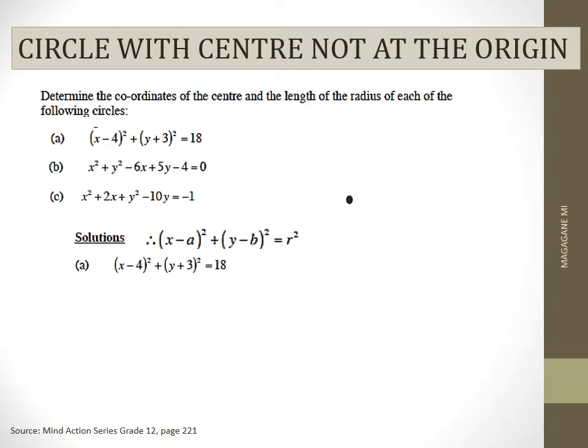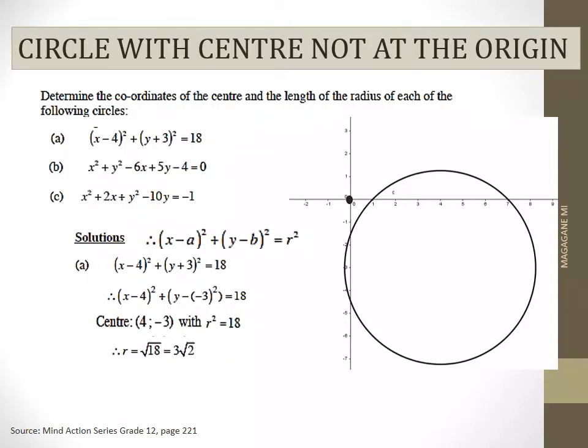To find the radius, r squared equals 18, we introduce the square root. Therefore, you have r equals square root of 18, which equals 3 square root of 2. Now, let's look at this question using transformation. Since our a is positive, the center will shift 4 units to the right and 3 units downwards. So our center is 4, minus 3.